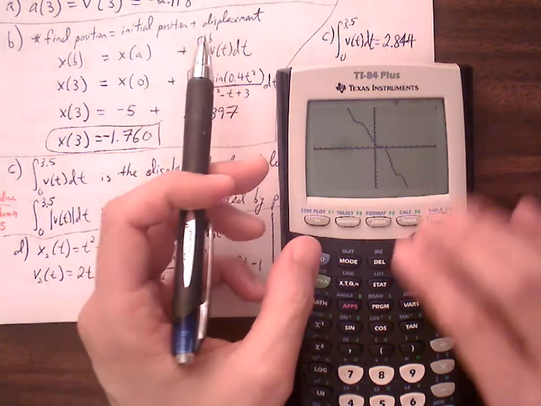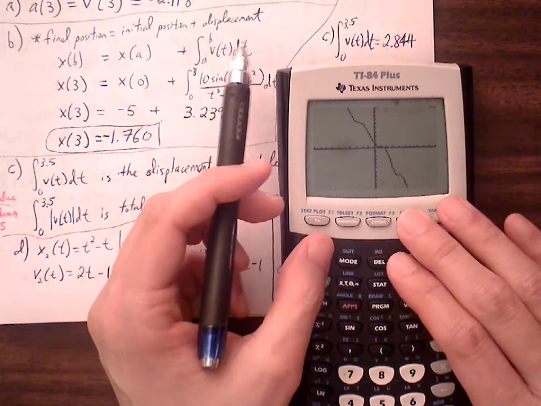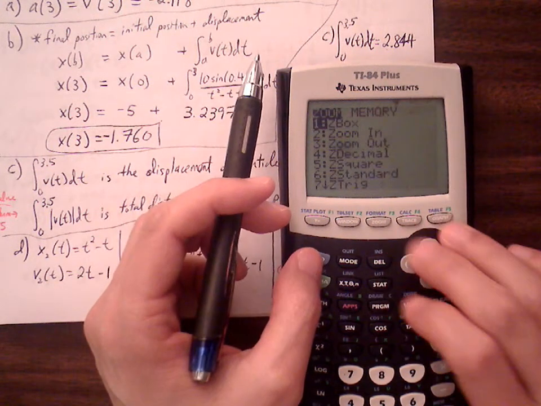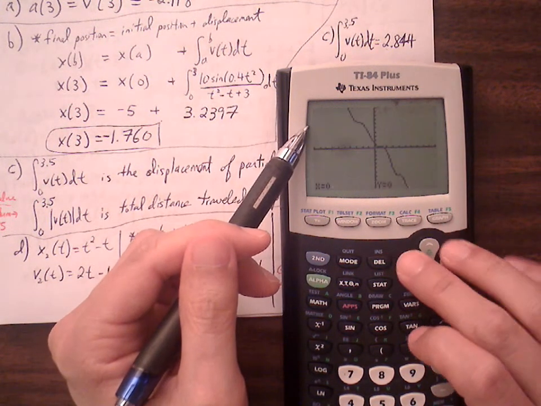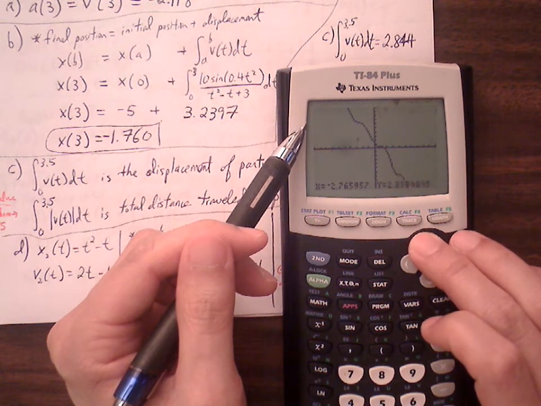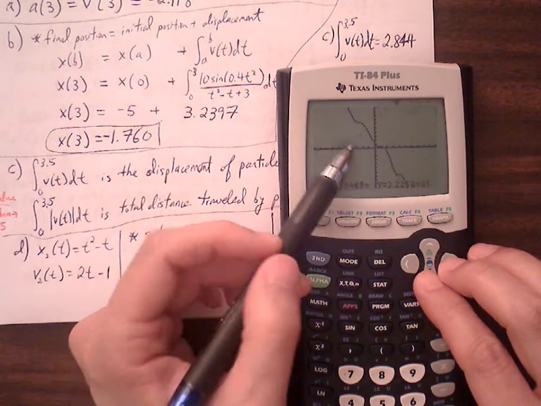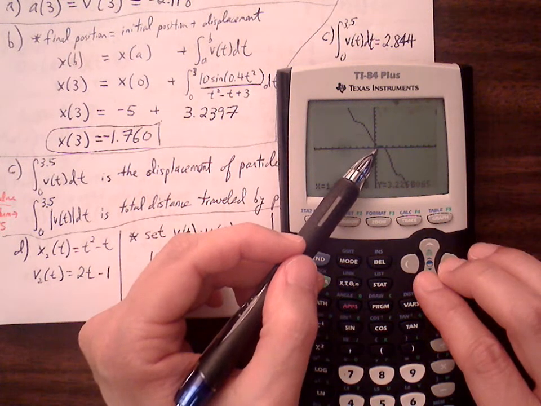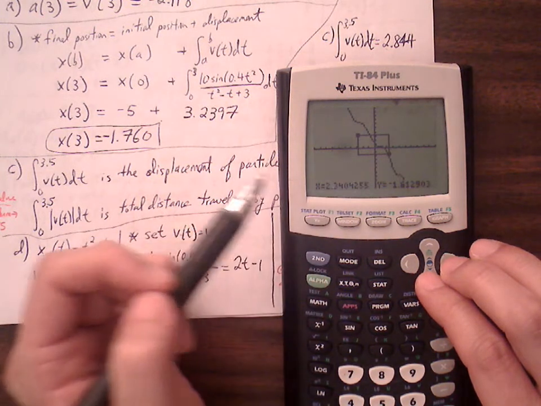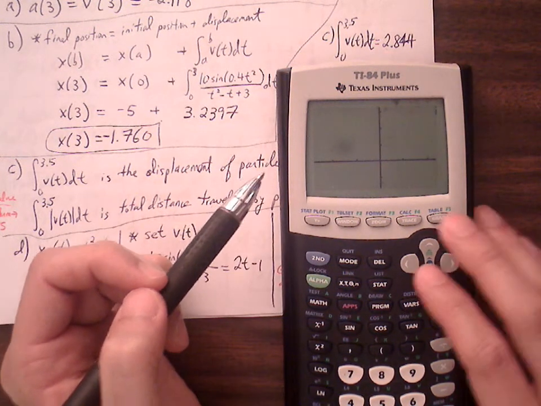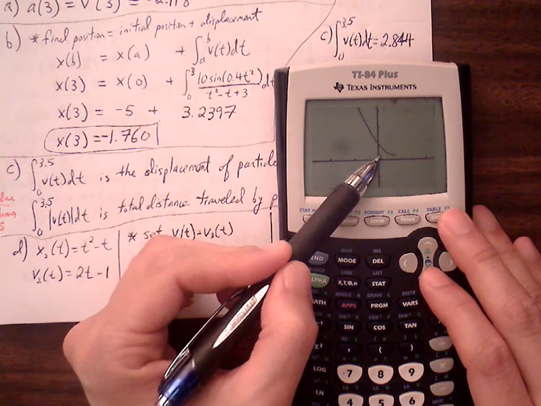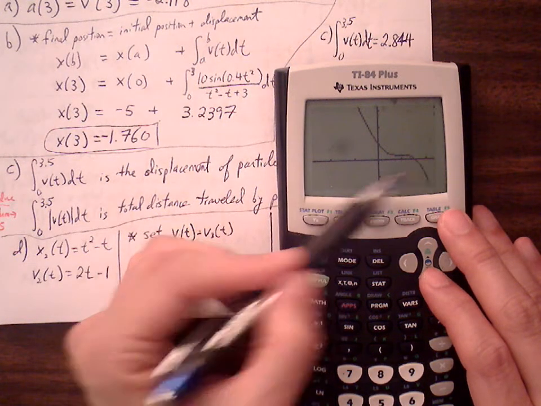We can do second trace, or we can do zoom box. I'm going to see if I can zoom in on that x-intercept there, because right now it's a little bit blurry. So it looks like it's going to cross somewhere between 1 and 2.